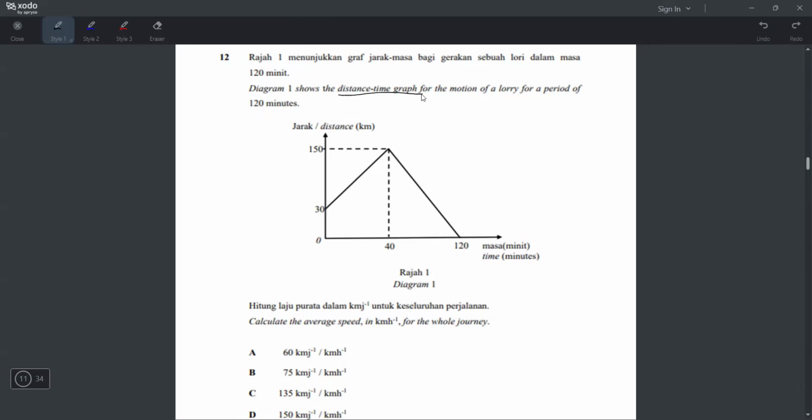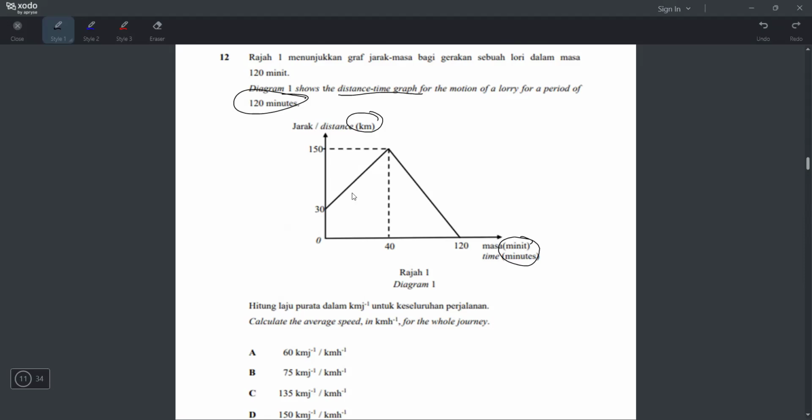Diagram 1 shows the distance time graph, so it's the DTG, for the motion of a lorry for a period of 120 minutes. Let's check 120 minutes. Okay, correct. I always tell my student, whenever we do this chapter punya soalan, always look at the y-axis and the x-axis and look at the unit kalau boleh. So if you look at the distance, it is in kilometers, right? But this one is time, but it's in minutes, right?